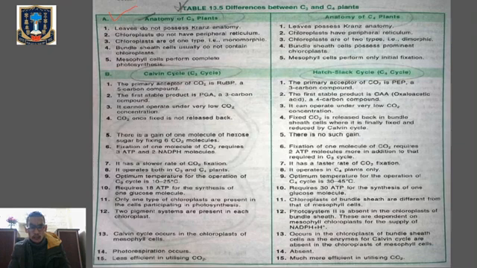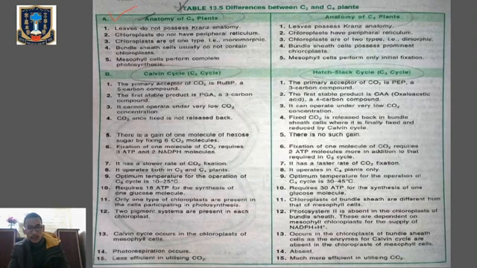Okay. Number three, the C3 cycle cannot operate under very low carbon dioxide concentration, but the C4 cycle can operate under very low carbon dioxide concentration. In C3 cycle carbon dioxide once fixed is not released back, but in C4 cycle there will be initial fixation and the final fixation of carbon dioxide. So fixed carbon dioxide is released back in the bundle sheath cells, where it is finally fixed by the Calvin cycle that we have learned.